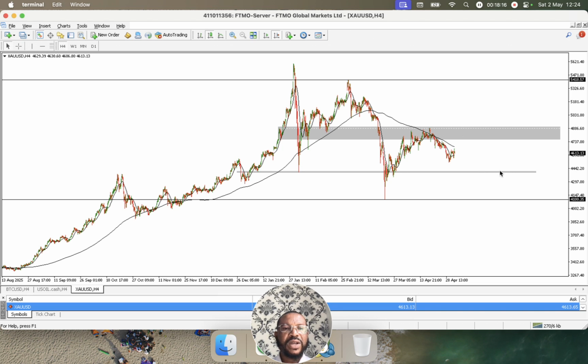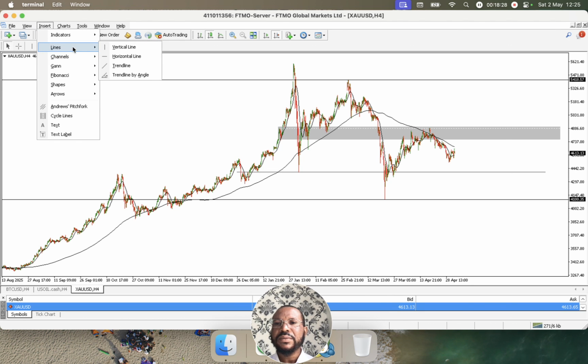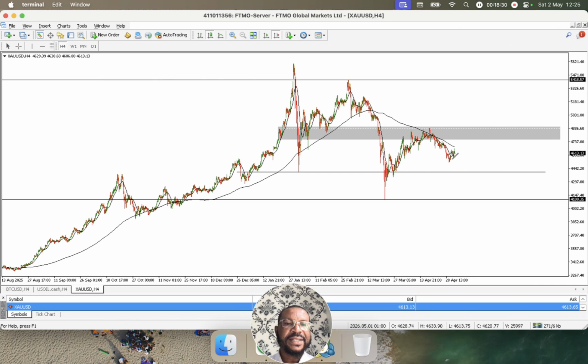So what I'll be looking at for the gold in the coming days is simple. I want to see price rising back to this resistance area. I wait for the sellers to come in here and I join them. Or price coming to this demand area, I wait for the buyers to come in and I join them.